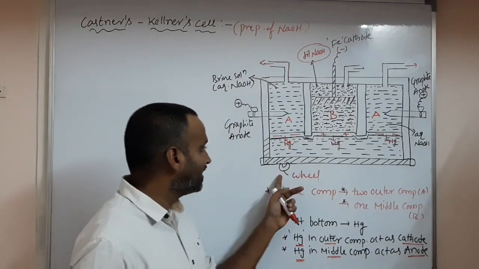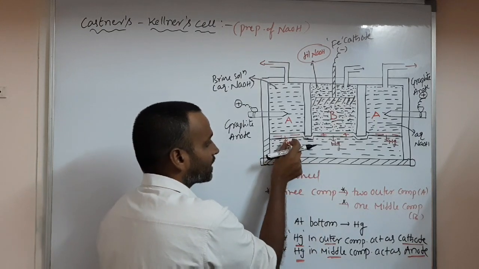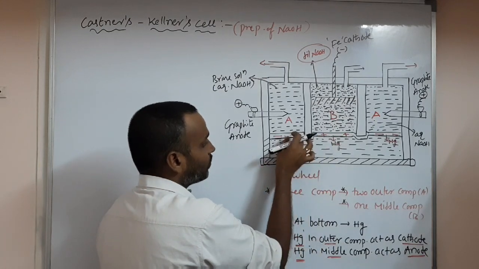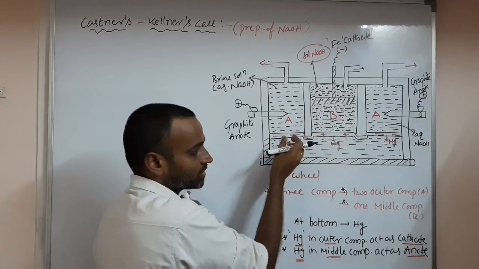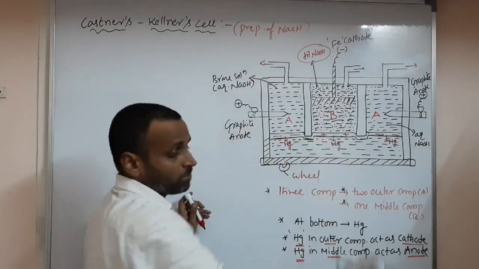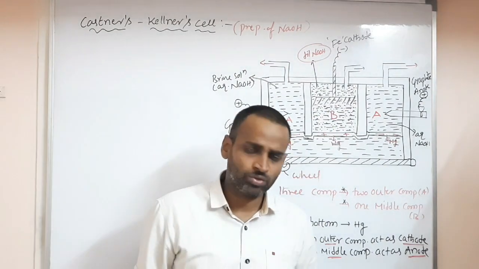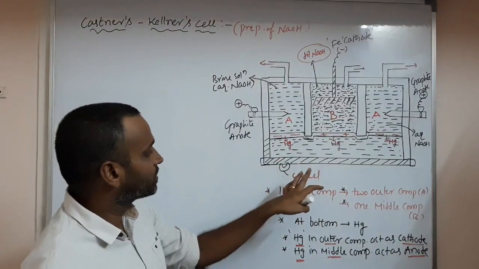Anything I missed? And the wheel also I said. What is the use of this wheel? Substances formed at the cathode can be converted from the outer compartment to the middle compartment. We will transfer the substance formed in the outer compartment to the middle compartment actually. So this is very, very important. Please have a look, this diagram is very, very important.